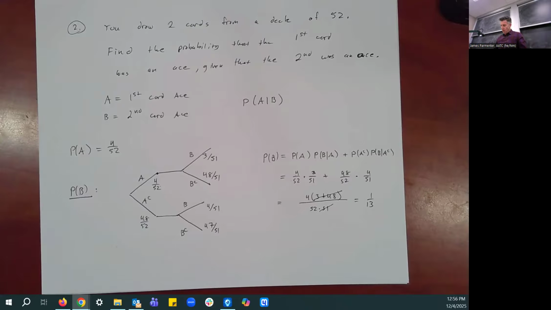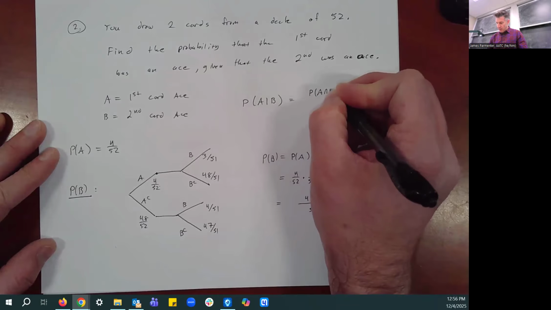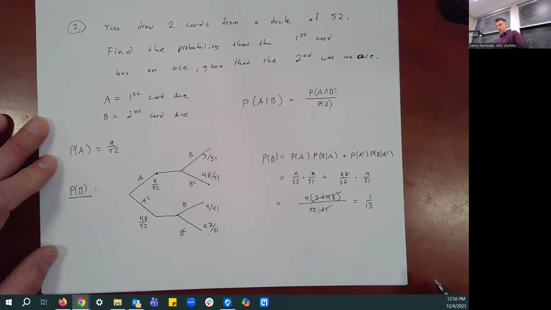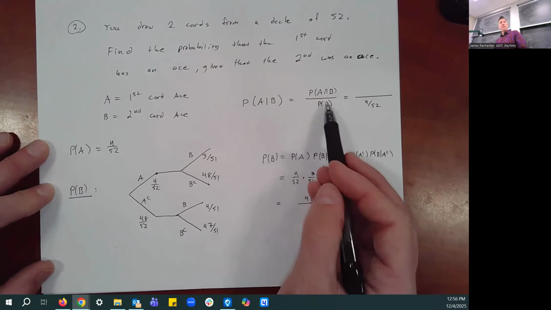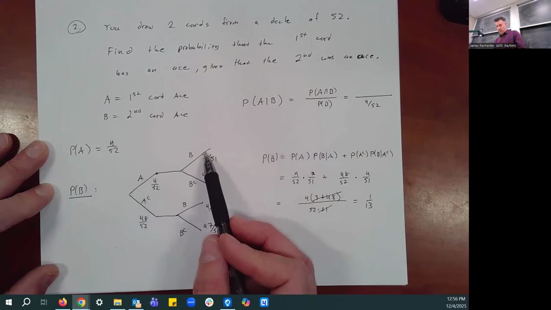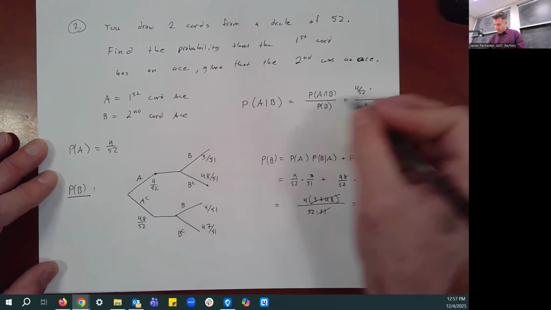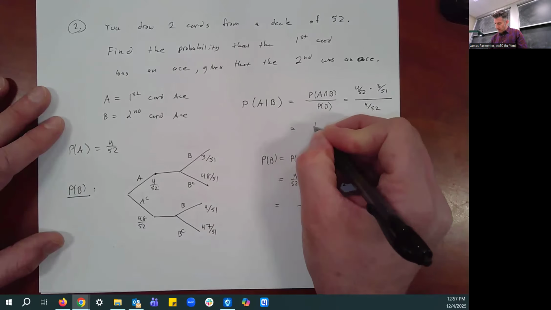It's kind of interesting. So then to answer the question, because we haven't answered it yet, we're trying to find this probability. That's the probability of A and B divided by the probability of B. We know the probability of B is 1 out of 13, or 4 out of 52. And the probability of A and B, well, here's the path that gets you to A and B: 4 out of 52 times 3 out of 51. The 4 out of 52s cancel, and you end up getting just 3 out of 51, which is 1 out of 17.